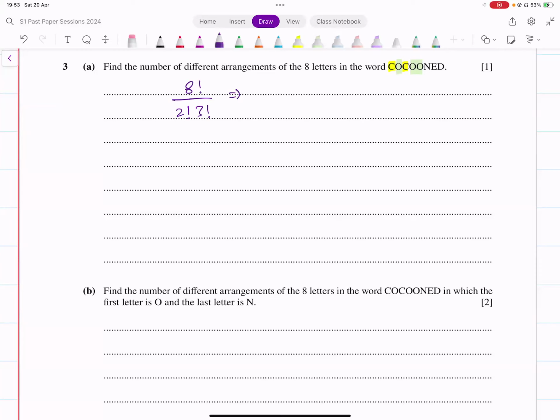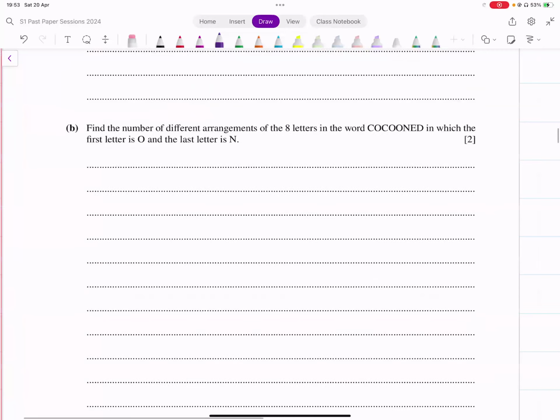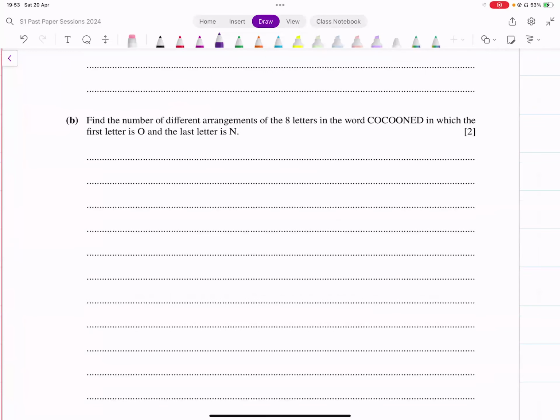You can see what this is: 8 factorial divided by 2 into 6. And that's giving me 3360. That's the result that we get. Okay. Now it says find the number of different arrangements of the 8 letters in this word in which the first letter is O and the last letter is N.